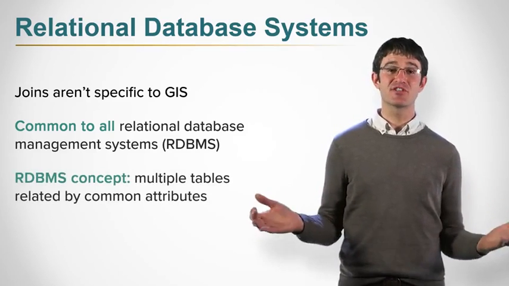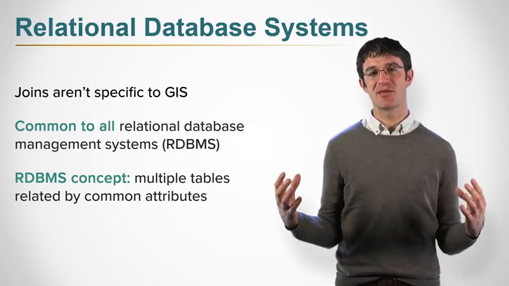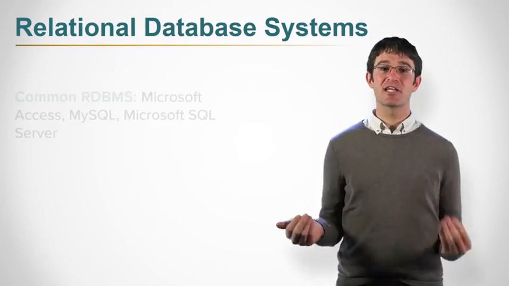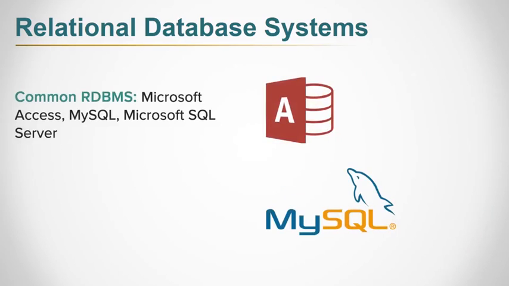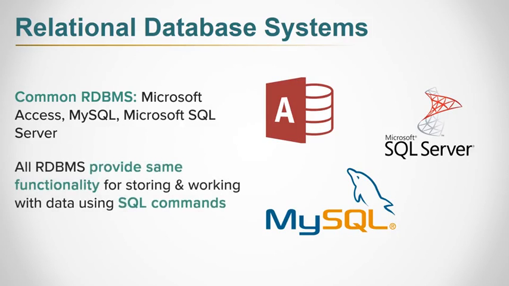The core concept of relational database systems, from which it gets the word relational in its name, is that you have multiple tables which you can relate to each other through common attributes. Some common relational database systems you may or may not have heard of are Microsoft Access, MySQL, or Microsoft SQL Server. While providing different technologies, they all provide the same core functionality for storing and working with data and allow access to data through structured query language commands, or SQL, which is the same code you write when you work with select by attributes, label classes, and definition queries in ArcGIS.